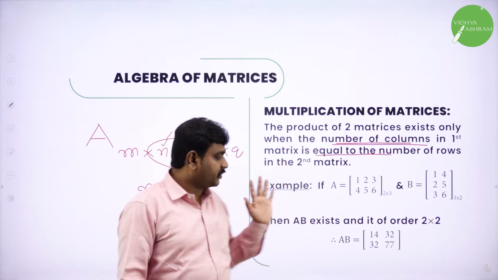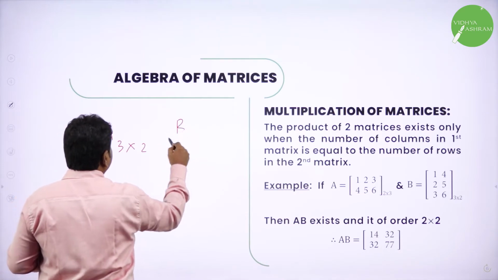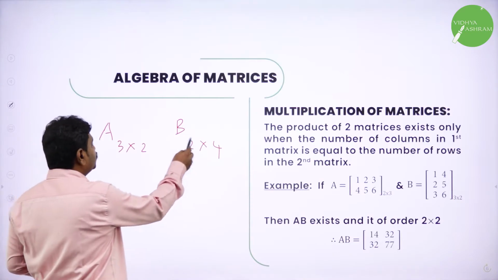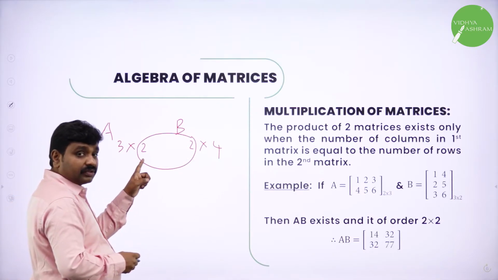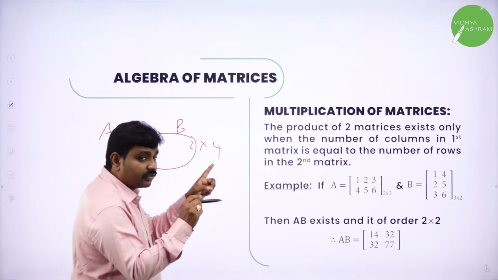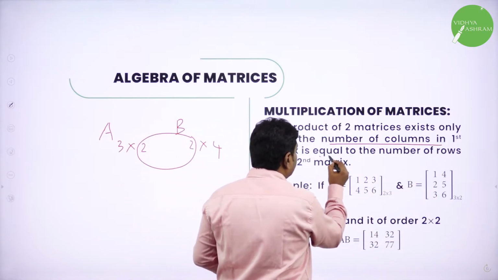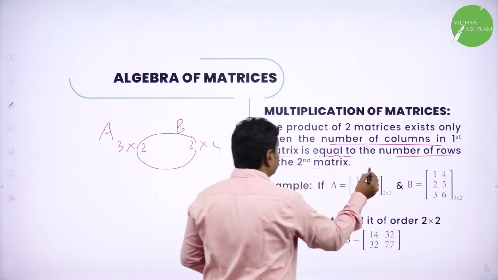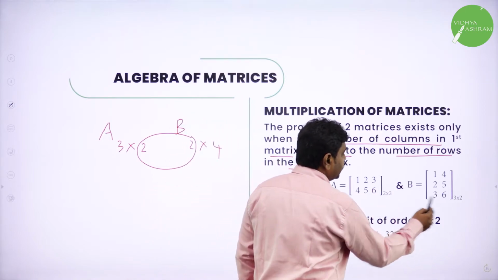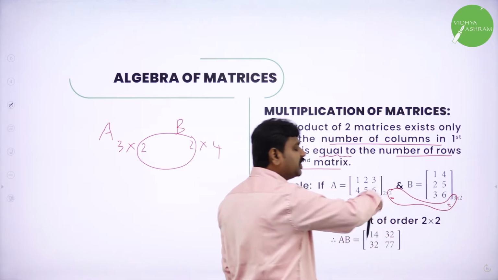For example, A, I will give some 3 cross 2 matrix. B, I will give a 2 cross 4 matrix. Can we multiply? Yes, you can multiply because these two are the same. Number of columns 2, number of rows 2. The number of columns in the first matrix should be equal to the number of rows of the second matrix, then you can multiply. Here this is 2 cross 3, this is 3 cross 2. These two numbers are the same, see. Columns of first is equal to rows of second, so you can multiply.